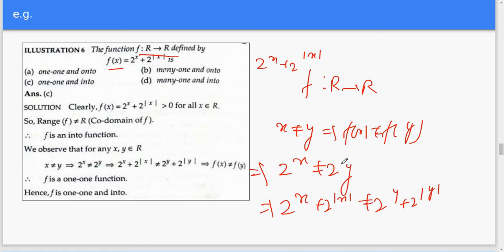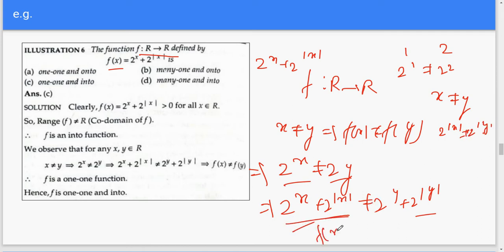How is this particular thing true? Obviously, if you choose any numbers, let's say x not equal to y, 1 and 2 you choose. Obviously, 2^1 is not equal to 2^2. So this particular thing is obviously true. Now, in both the inequalities, I can add something. So let's say you are adding 2^x and 2^y. Obviously, if x and y are not equal, then 2^|x| and 2^|y| are also not equal. So this thing is also true. So you can add those two things, and obviously this implies that f(x) is not equal to f(y). So this is a one-one function.